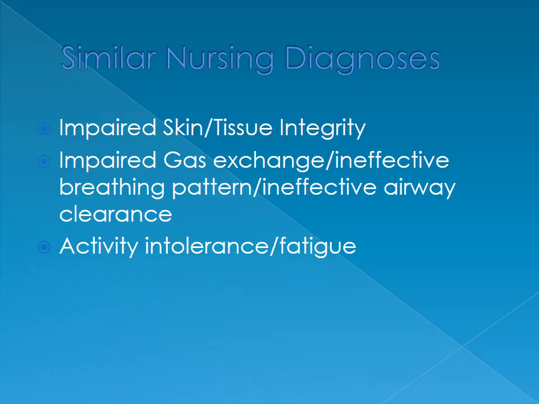Do I want to help them to have better gas exchange, so do I want to help them with their oxygen and CO2, or do I want to help them with their ability to breathe, or do I want to help keep their airway clear? These are the things that I have to ask when I look at these, because they can easily go from one to the other. And then lastly, activity intolerance and fatigue is one that I see students go back and forth between.